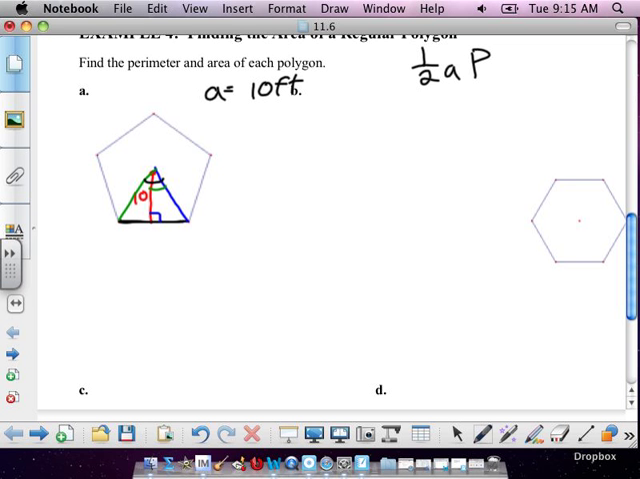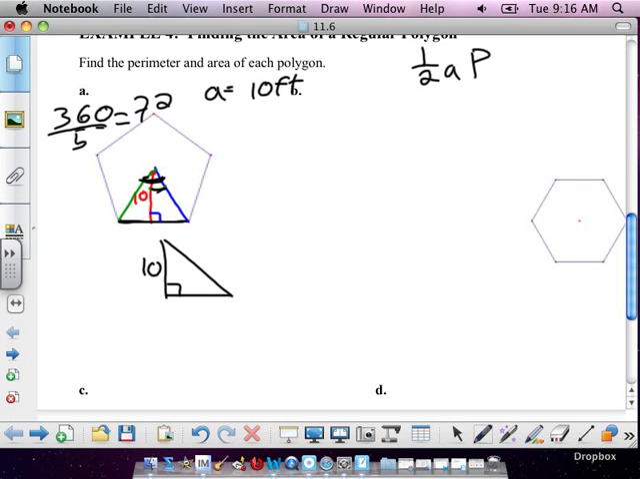360 divided by 5 gives us what? You all have calculators. I need you to do it. 72. Okay, but 72 is the big angle I'm looking at. I'm going to draw it out. I want this little angle inside, so I don't want 72, I want what? If this whole thing is 72 and I want this little part, what am I going to do? Divide by 2. What's 72 divided by 2? 36. Okay, so this angle's 36 right here.